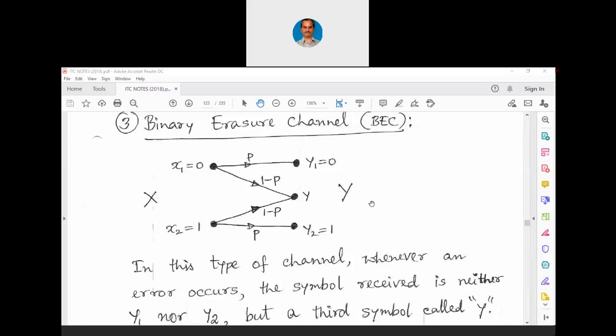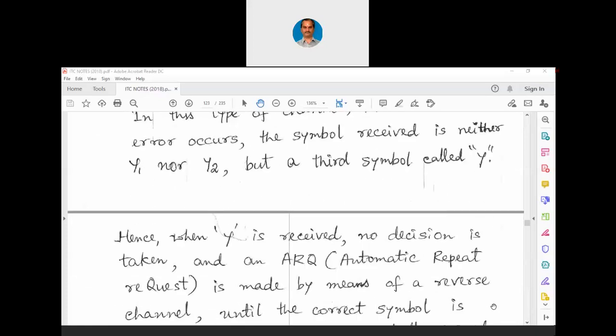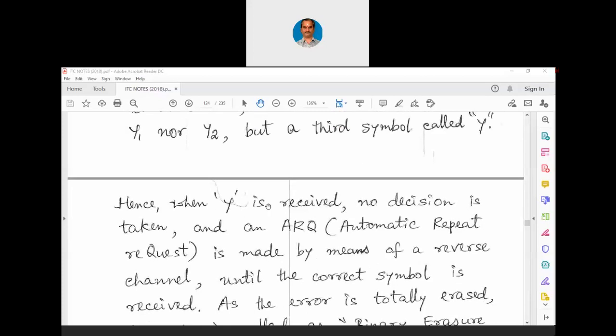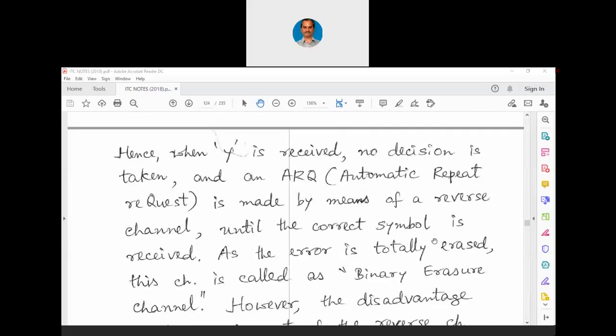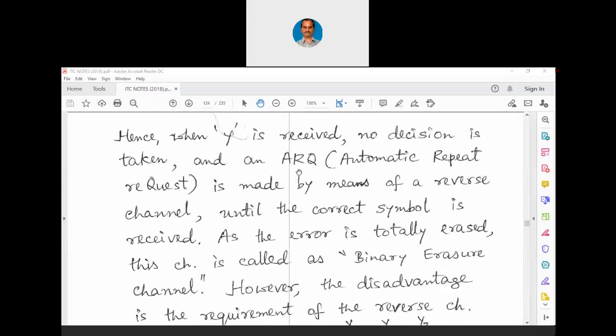Okay, so I will repeat. In this type of channel, whenever an error occurs, the symbol received is neither Y1 nor Y2, but a third symbol called Y. Hence, when Y is received, no decision is taken and an ARQ is made by means of a reverse channel until the correct symbol is received.